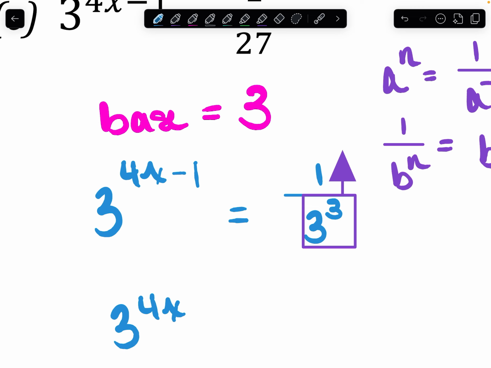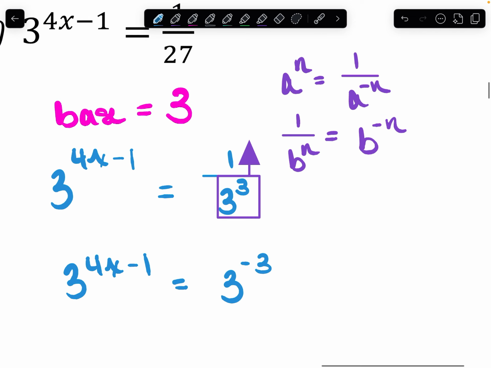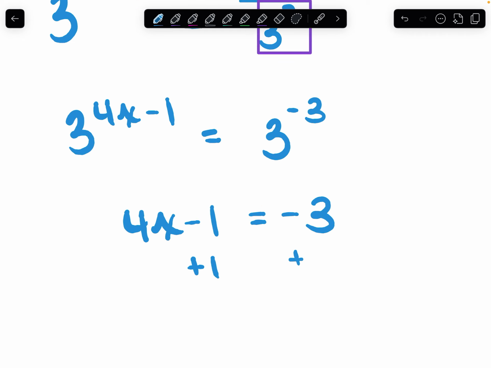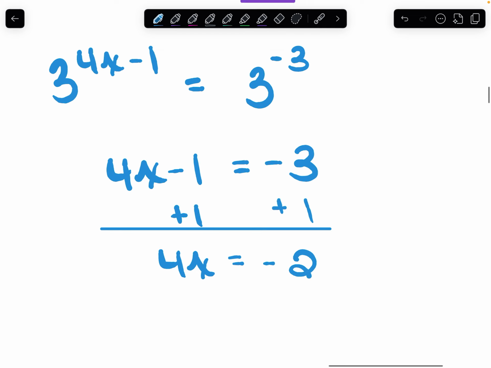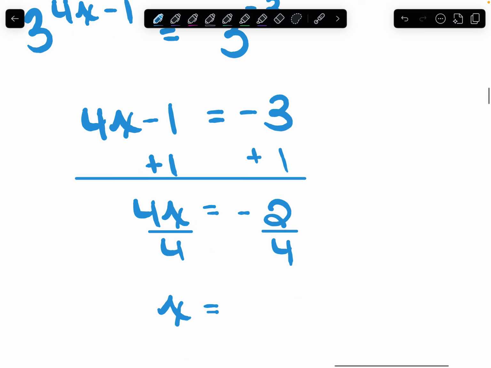That has no effect on the 3 raised to the 4x minus 1, but instead of giving us 1 over 3 to the third, it is going to give us 3 to the negative 3. So we just negate that exponent. Now the left and right are both in terms of a base 3, so we can drop them and set 4x minus 1 equal to negative 3. Then we continue solving for x. We add 1, which gives us 4x equals negative 2. Then we divide by 4 on both sides, so we get x equals negative 2 over 4, which reduces to negative 1/2.